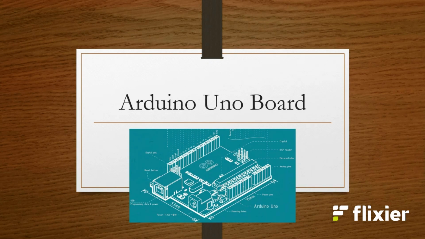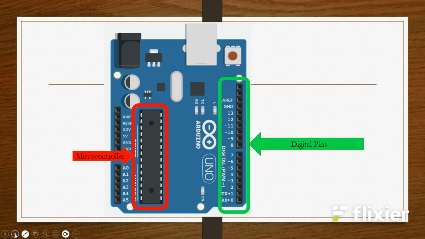Let's get started. The microcontroller. At the center of the board is the microcontroller. This is the brains of the Arduino. It stores and runs the code.